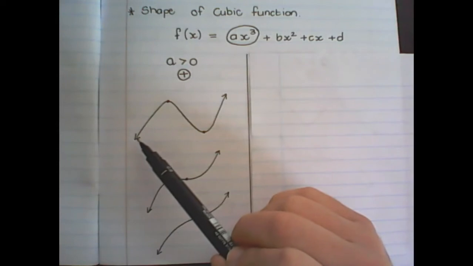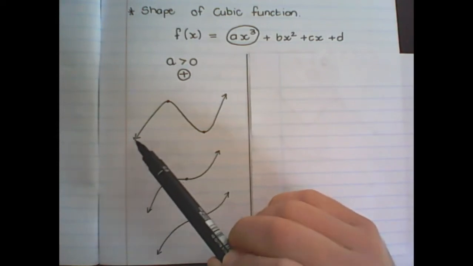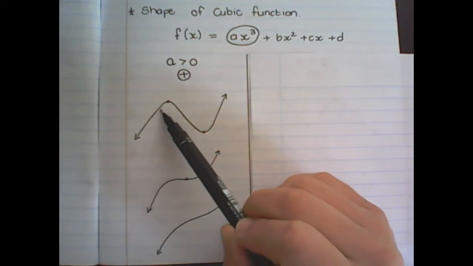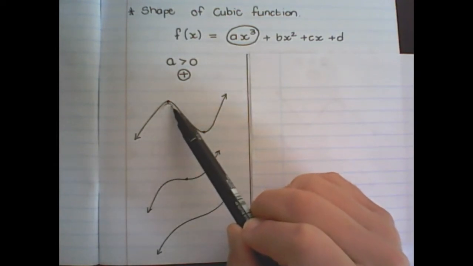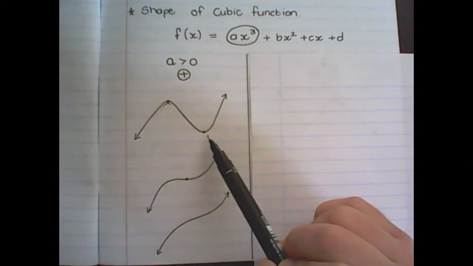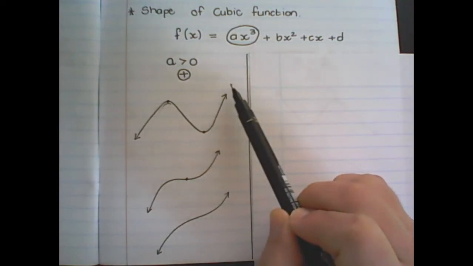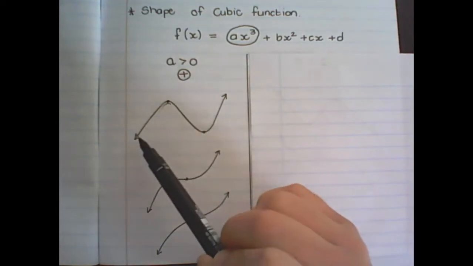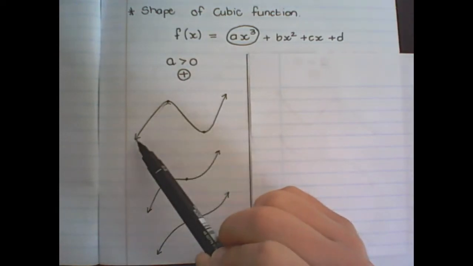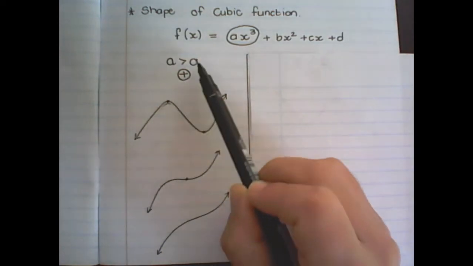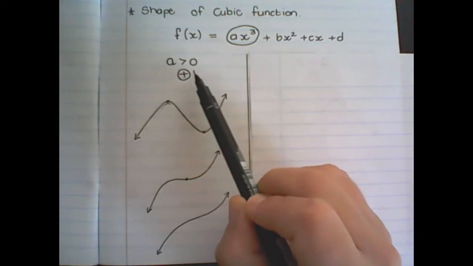The first type of function that can be formed starts on the left, it moves up, reaches a stationary point, moves down, reaches a second stationary point, and then goes up again. But can you see, from left to right, I first go up. That is when a is positive.